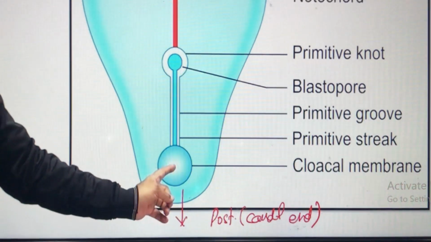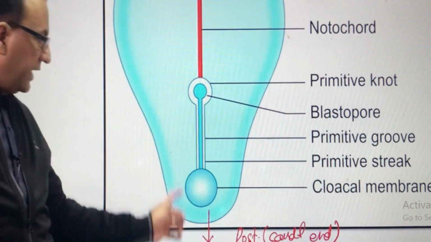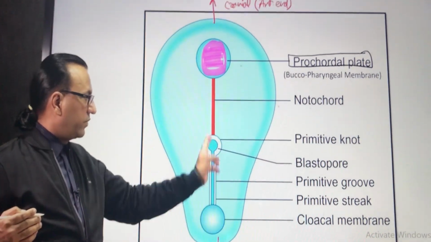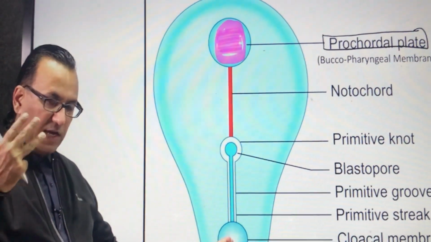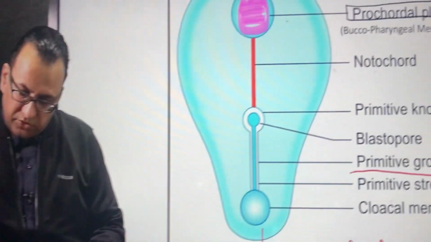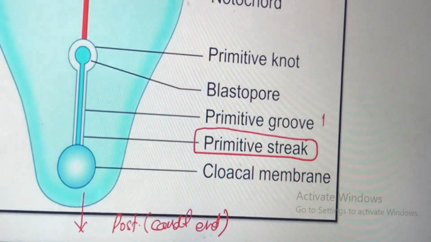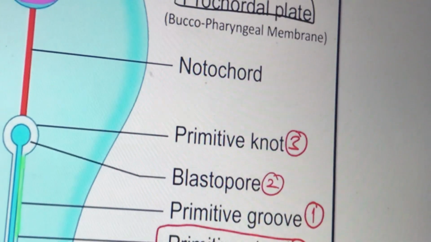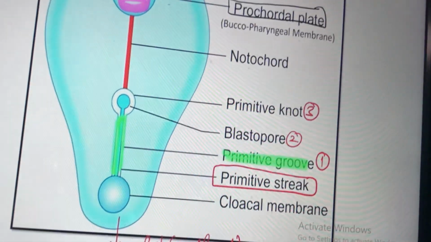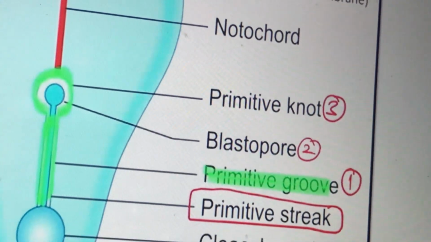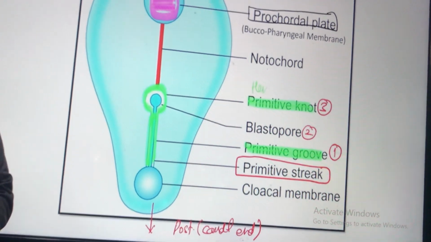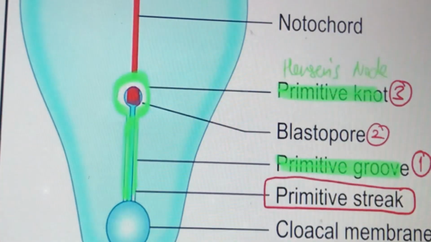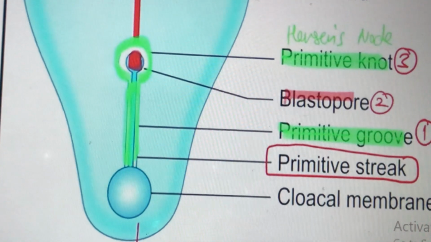Proliferation of the epiblast cells forms the primitive streak, starting from the caudal end and moving towards the cranial end, and this primitive streak has three components. As you can see, the primitive streak has a groove, a pit and a knot. Here is the primitive groove. Then we have the primitive knot, which is also called Hensen's node, and in Hensen's node we have an opening which we call the blastopore or the primitive pit.